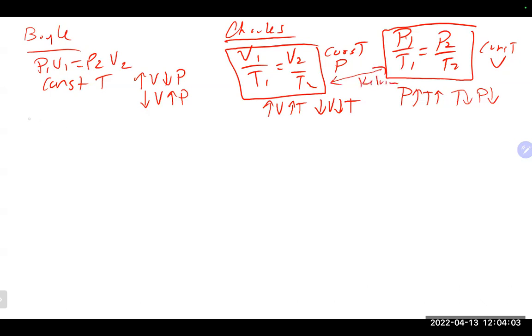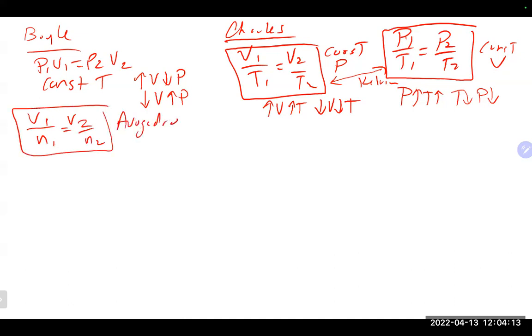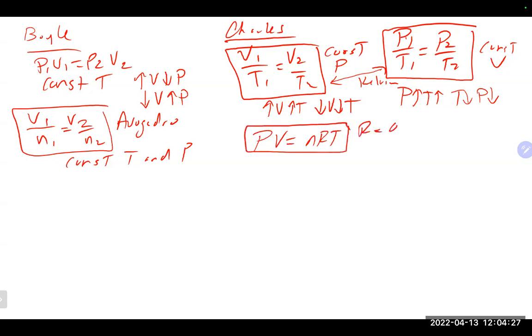We then saw, I think, Avogadro's law. That's at constant temperature and pressure. Putting all those together gave us the ideal gas law, which is PV equals nRT. Here, R being our gas constant of 0.08206.